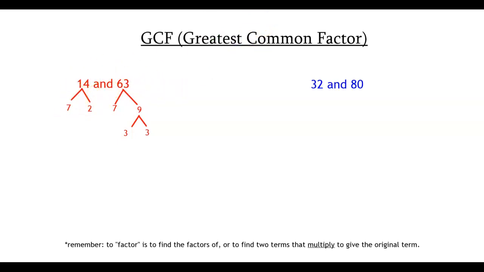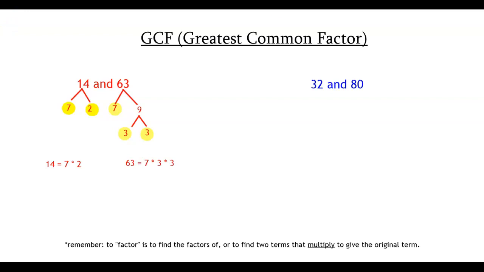For example, the factors of 14 are 7 and 2. The prime factors of 63 are 7, 3, and 3. I'm not choosing 9 because 9 I broke down even further. Okay, so now I can list out both of these numbers as a list of prime factors.